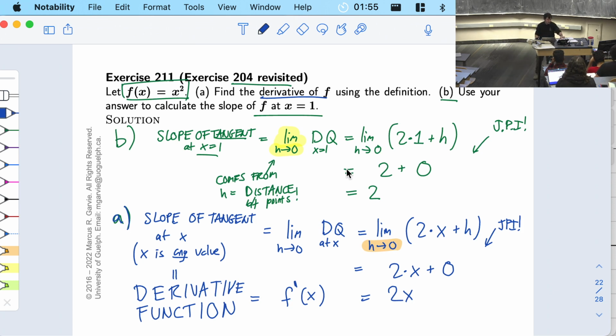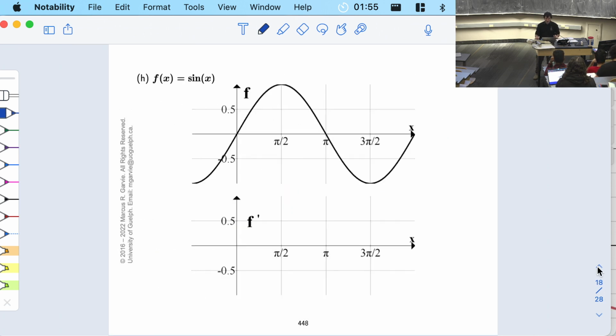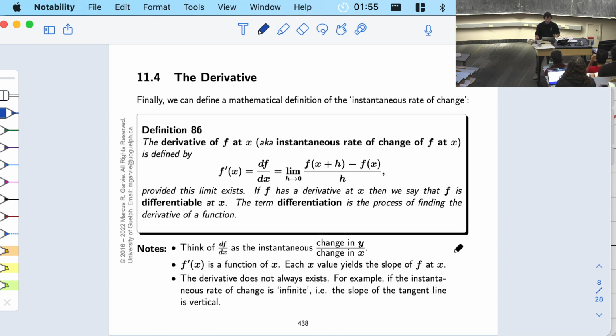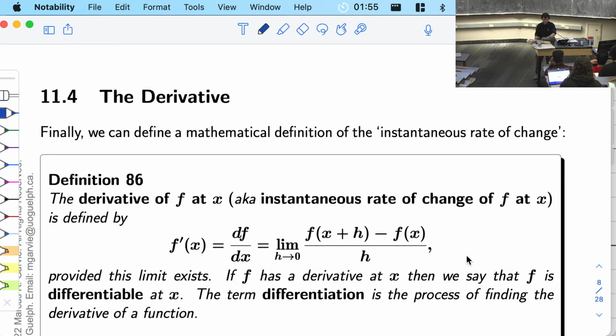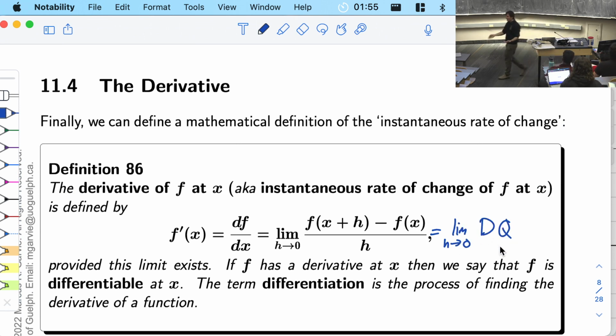Let me freeze this for a sec if you're still copying. In your notes, the definition of the derivative function is all the way over here on page 438. And it just says the derivative function is this new function, and it's exactly what we did. It's the limit as h goes to 0 of the dq. And if you do that for any value of x, that gives you a new function that tells you the slope anywhere on the function. That's called the derivative function.